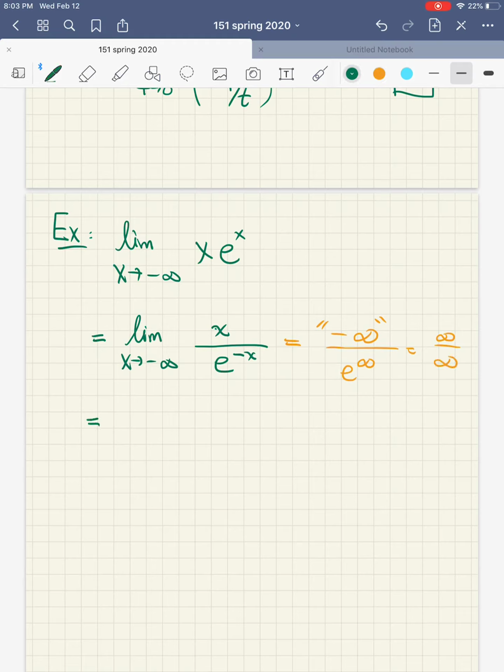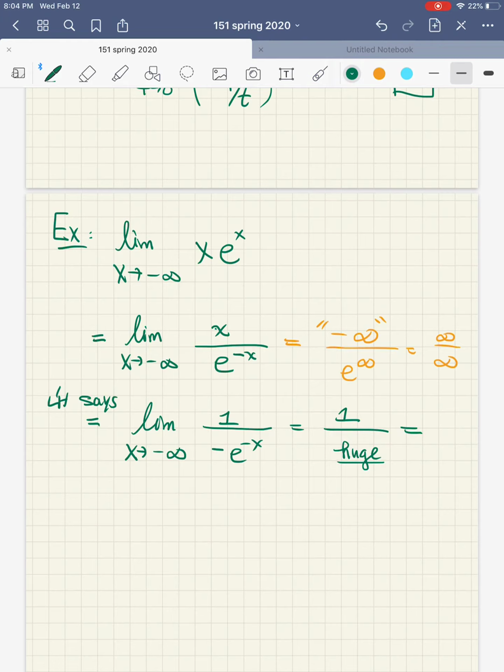And then we could just go through. We could use L'Hopital's rule, which would say that this limit is equal to the limit of the derivative of the top, which is 1, over the derivative of the bottom, which is negative e to the minus x. When we carry this out and plug in, we get 1 over e to the minus x. If we plug in minus infinity for x, and we do negative x, that's going to be e to the infinity, a really huge number. And so this is going to be 1 over a huge number, and so really this limit is going to be 0.